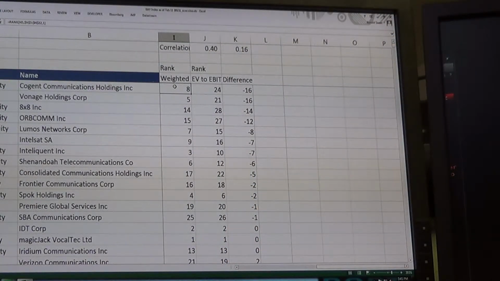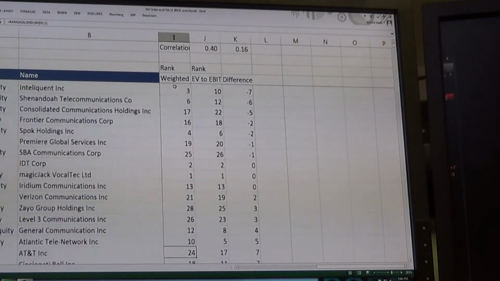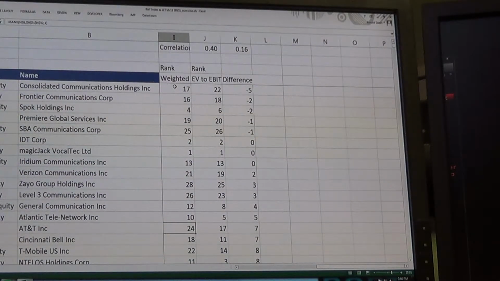We thought it was 8th, but the market has it 24th best. And then this Vonage Holdings, we thought it was 5th. The market has it 21st. So here's one of our stocks right here. We think it's SBC Communications. We think it's 25th. The market has it 26th. I'm scared to see where AT&T is. There's AT&T. See, the model we just built doesn't like one of our stocks. Our model ranked it 24th, and the market has it 17th.